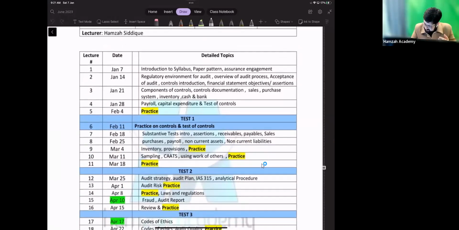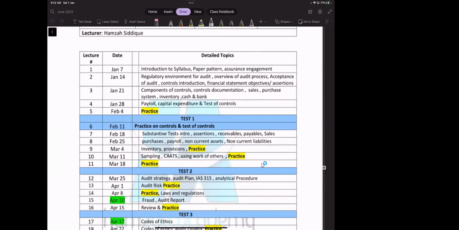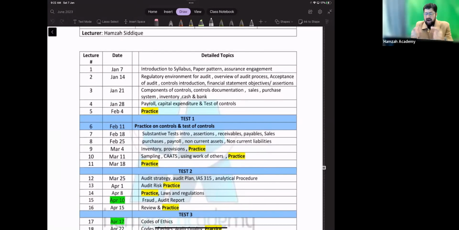Just tell me one thing. Is my voice clear to everyone, or is there any distortion or breaking of voice? Tell me. It's good, sir. Right. So wherever, remember, I believe in two-way communication in the class.